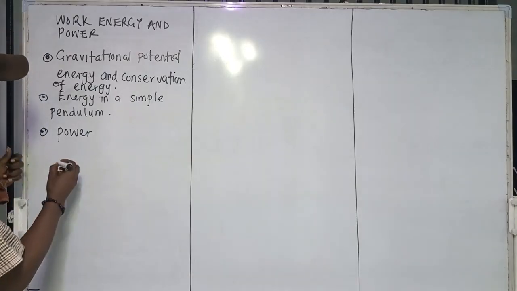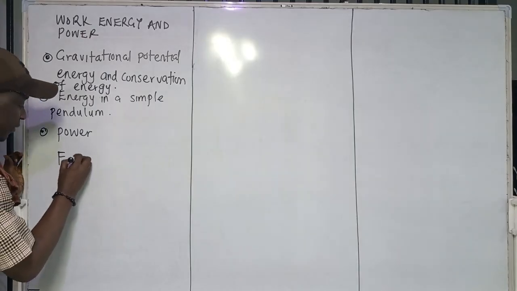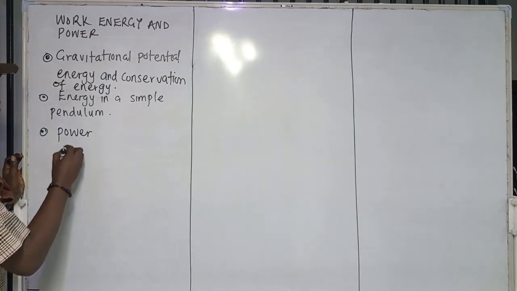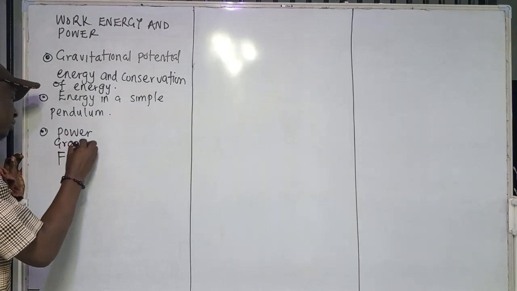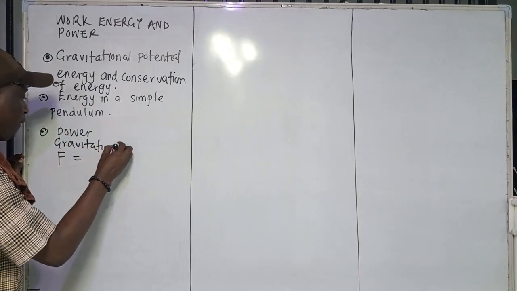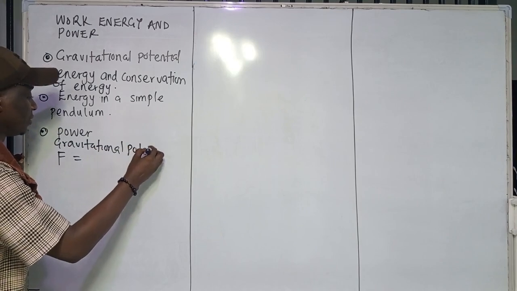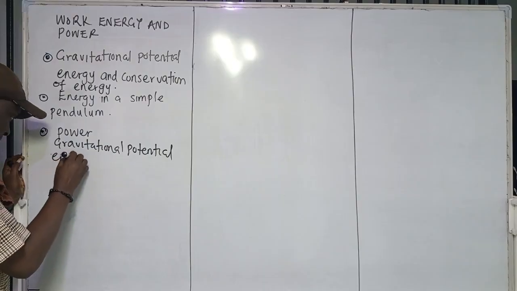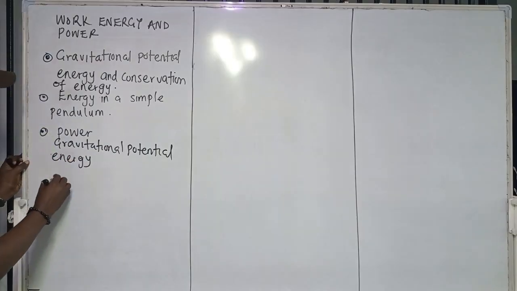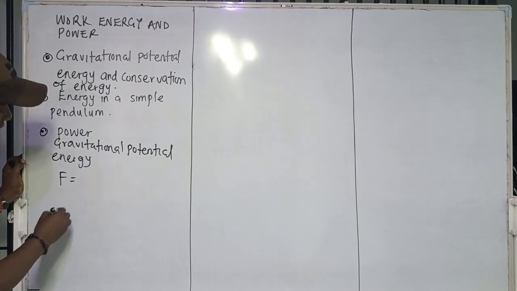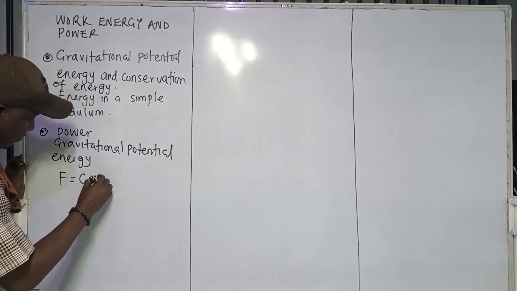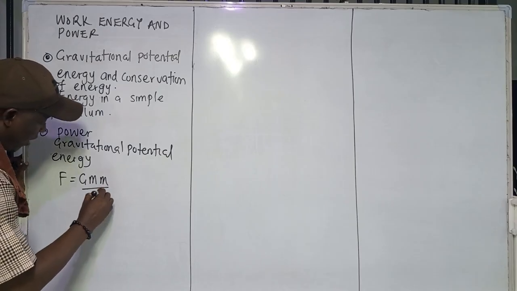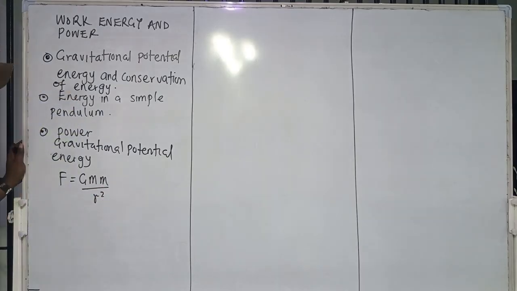Now, first of all, let me talk about gravitational potential energy. First, we know that F is equal to Gmm over r square. This is the formula for gravitational force.